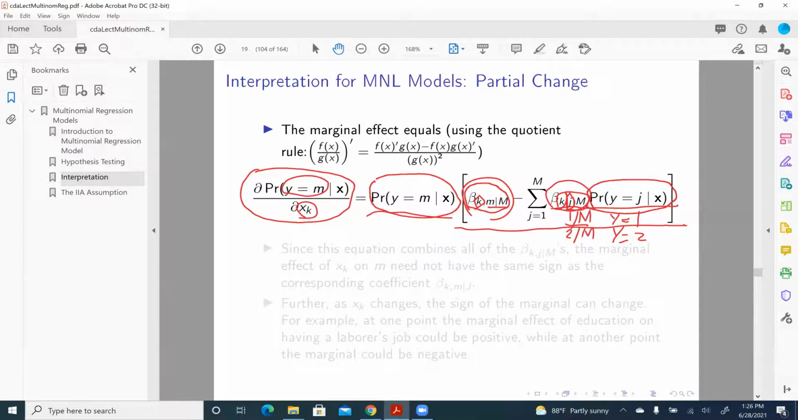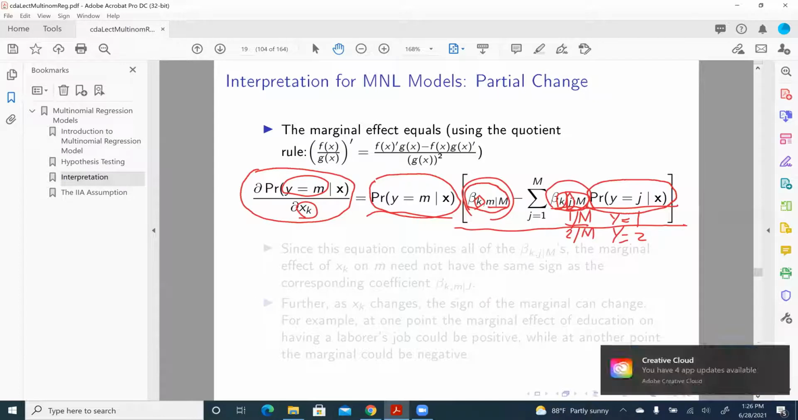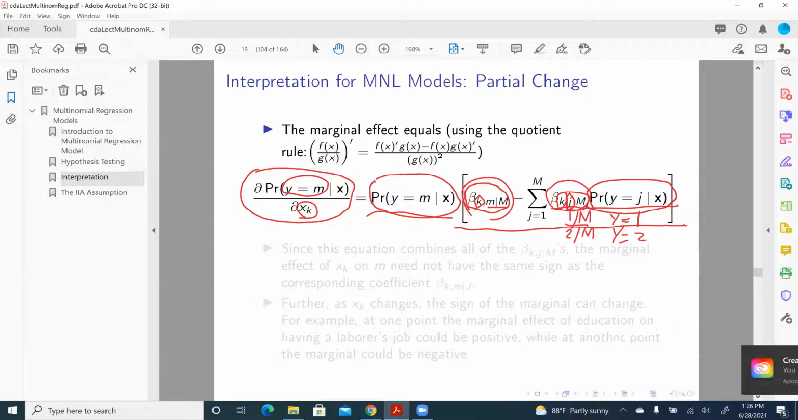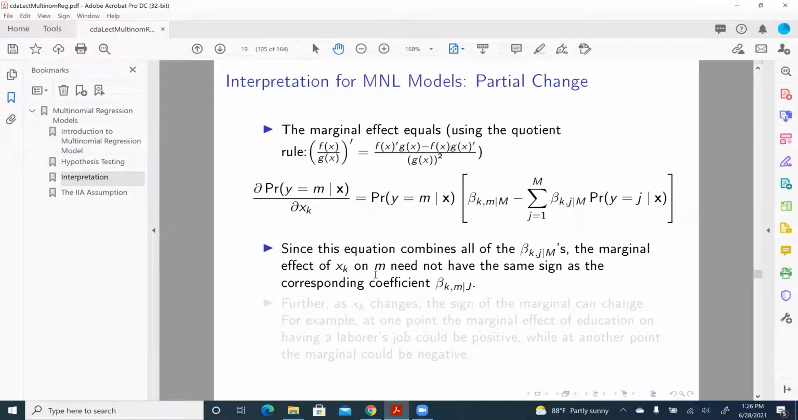So it is a kind of convoluted computation here, but we don't have to worry about it because the computer or some user-written R packages or functions can do the work. Here I just give you a general sense of how the partial change is computed. This equation combines all of the beta k, that is the slope for the xk covariate for the odds comparison equation of j over capital letter M.